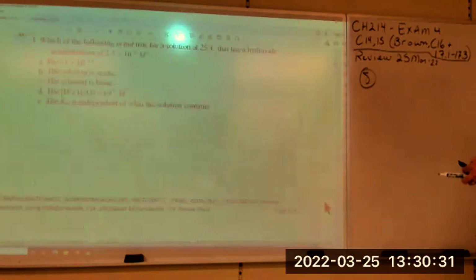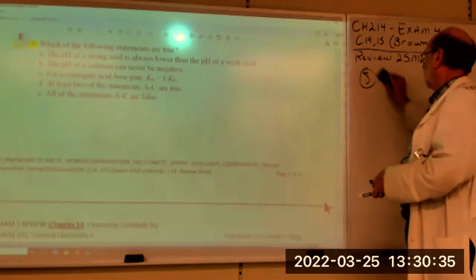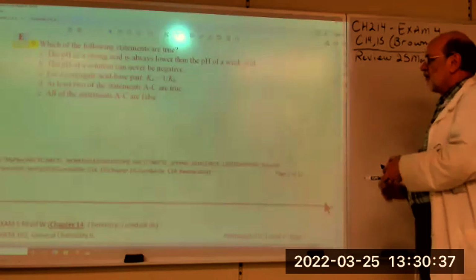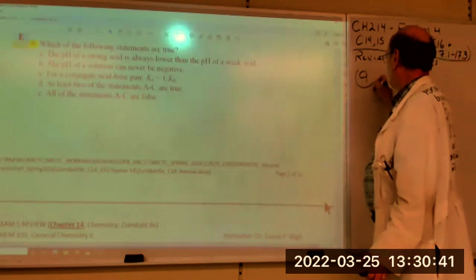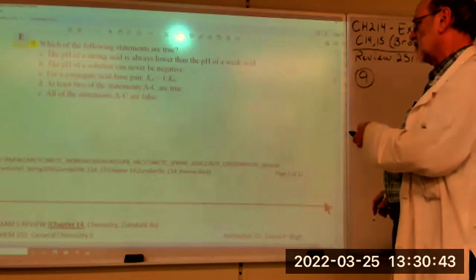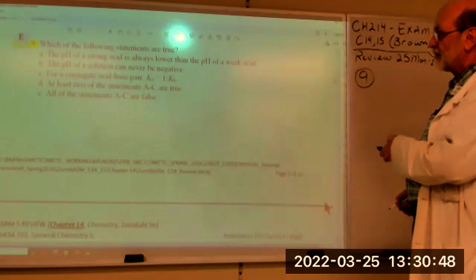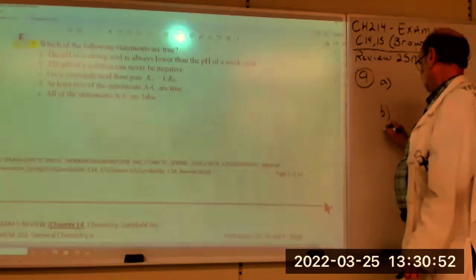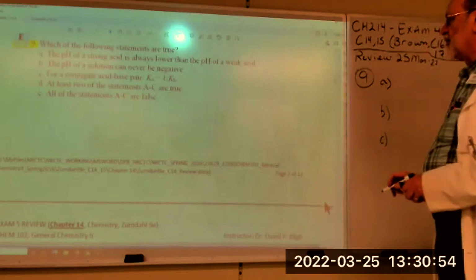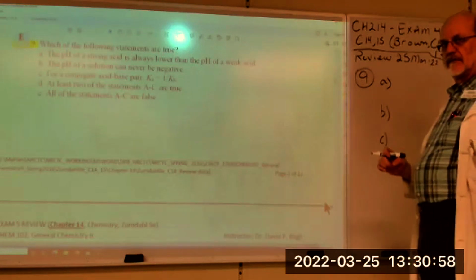Oops, wrong direction, sorry. 9, there we go. Which of the following statements are true? Let's see, all the statements are false, at least 2 are true. Okay, so we're looking at A, B, and C, actually. The pH of a strong acid is always lower than the pH of a weak acid.